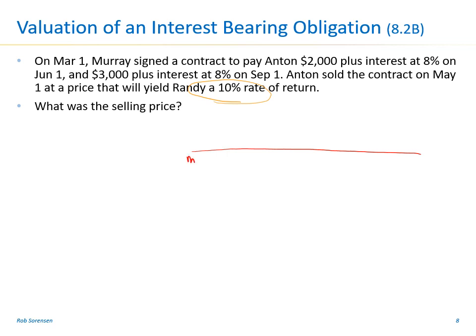So we've got March the 1st here on the go. And Murray signed a contract to pay 2,000 plus interest and 3,000 plus interest. I'm going to put both amounts here. You're going, wait a minute. It was 2,000 in June, wasn't it? Well, yes, it was, but it was 2,000 plus interest, wasn't it? So how do I do plus interest? Well, that's with an arrow. I'm going to have to move it forward. And 3,000 plus interest in September. September 1st.